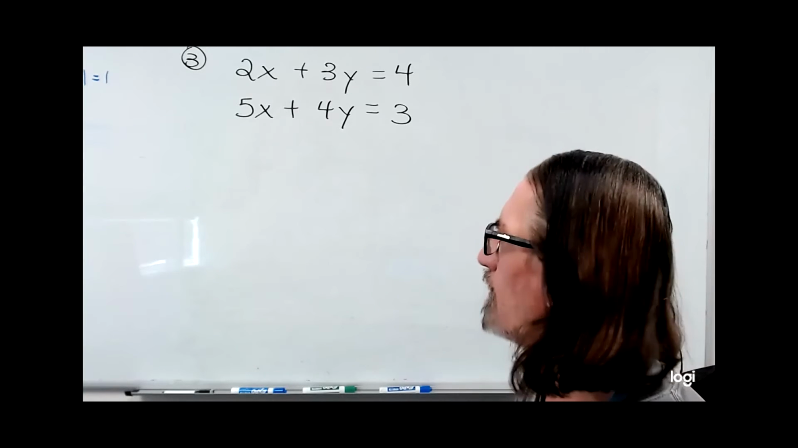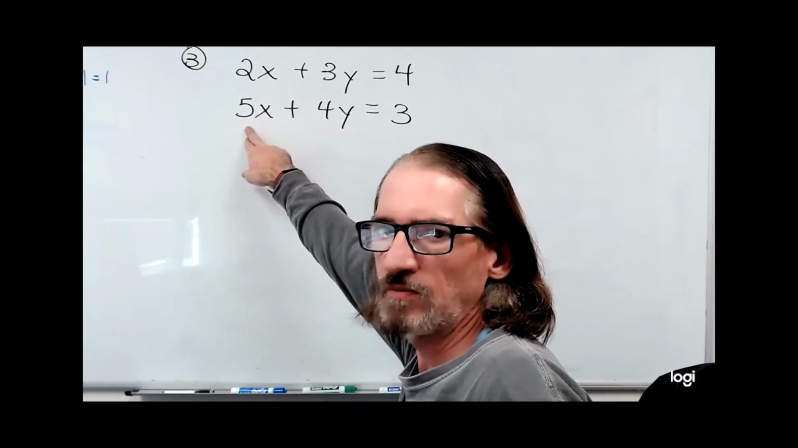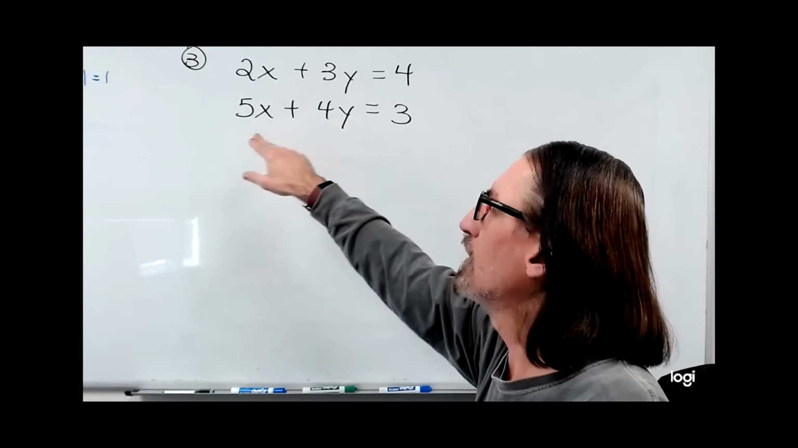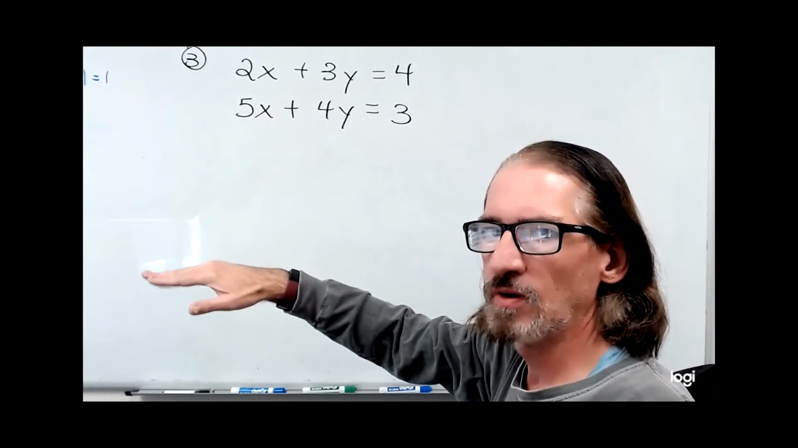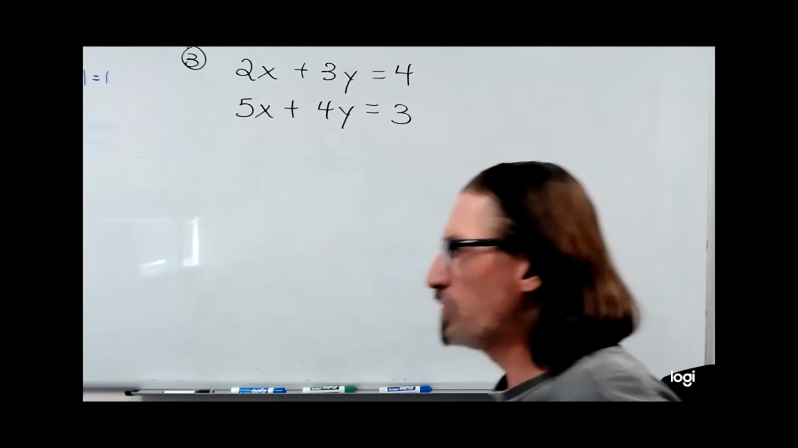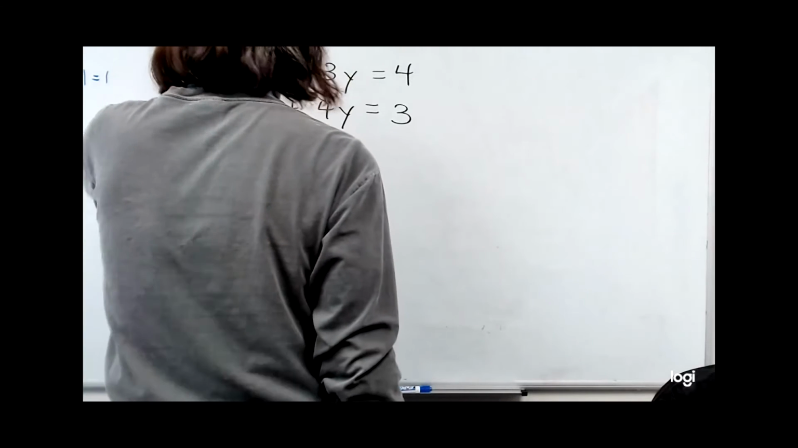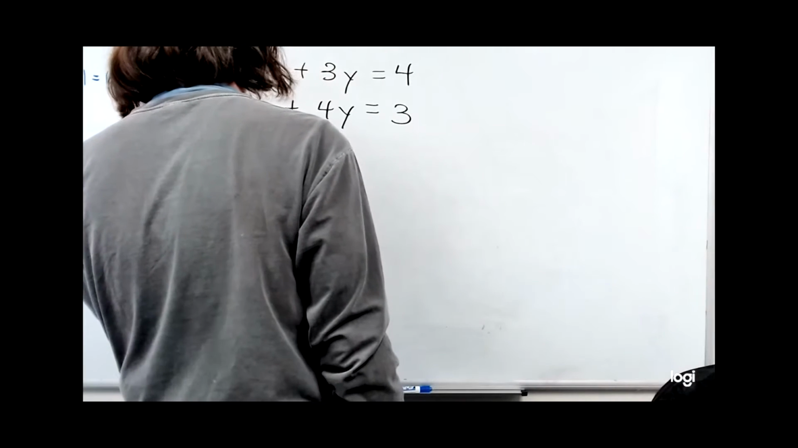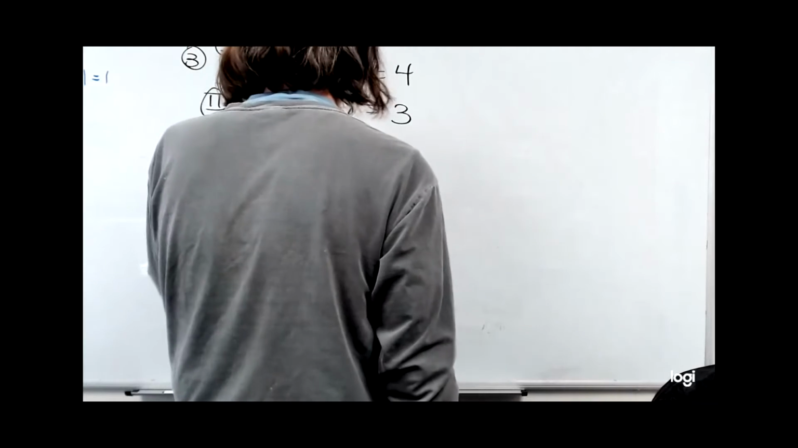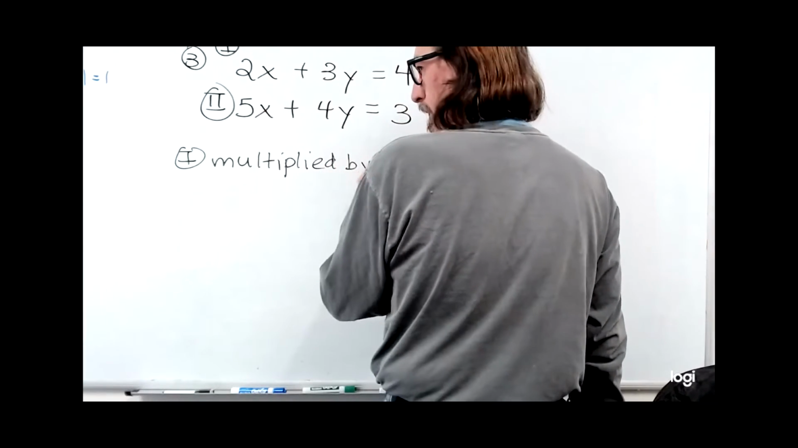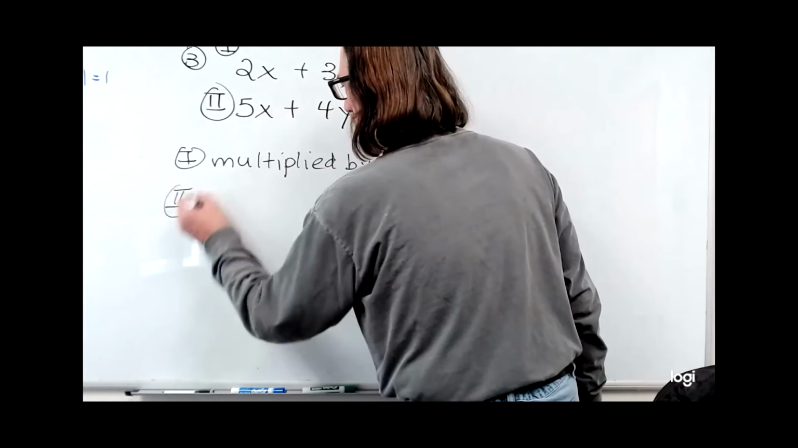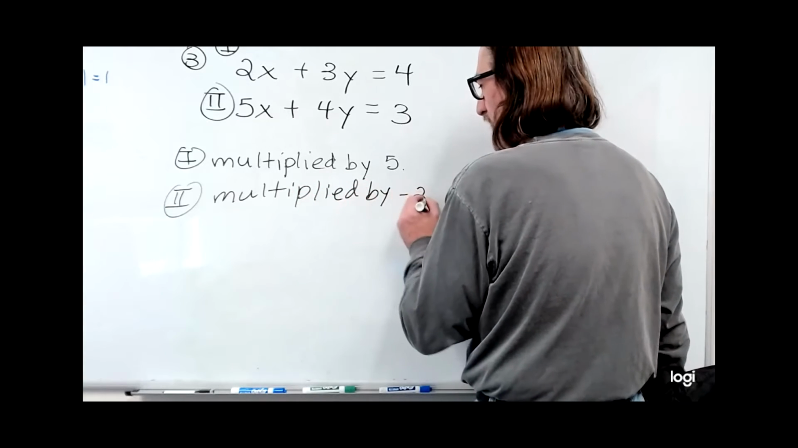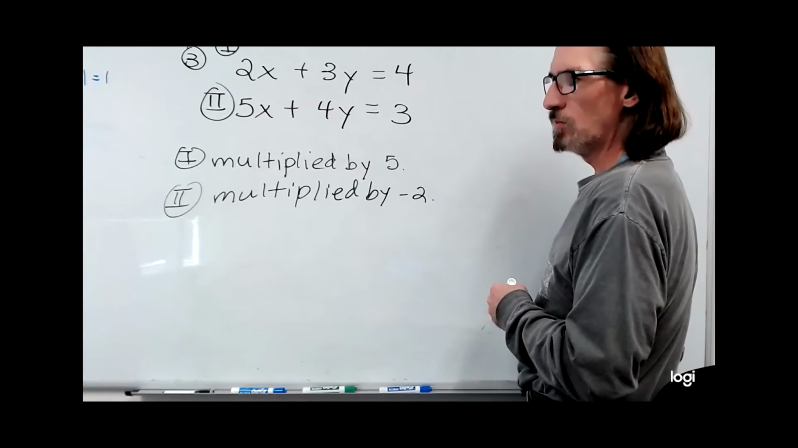So I'm going to consider the least common multiples of the coefficients of x, 10, and of y, 12. 10 is smaller. I would like to get a 10x and a negative 10x in those equations. So I'll multiply the first one by 5 and the second equation by negative 2. Again, remember that you have to multiply all terms on both sides by that number.